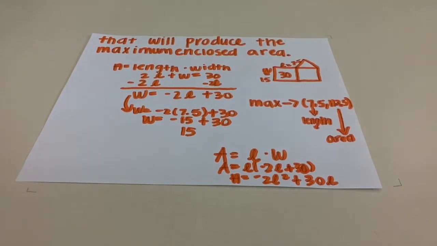And area equals length times width. Area equals L times parentheses negative 2L plus 30. A equals negative 2L squared plus 30L.